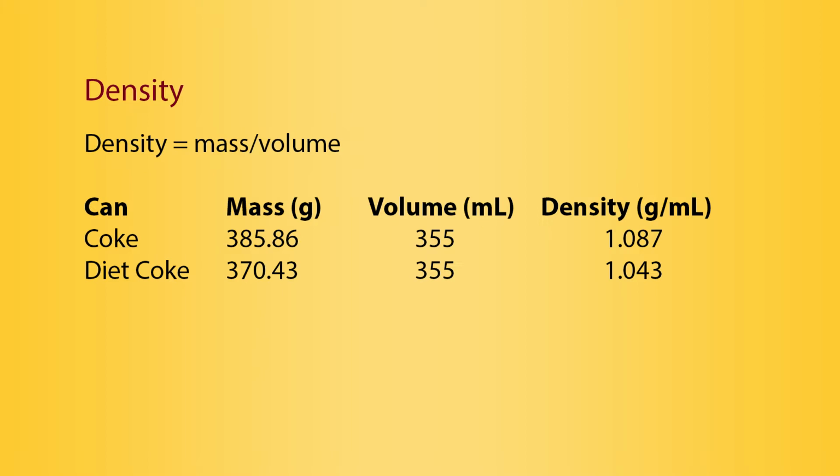We find that the density of Diet Coke is about 0.04 grams per milliliter lower than the density of regular Coke. This difference is enough to result in one can floating in a beaker of water and the other sinking.